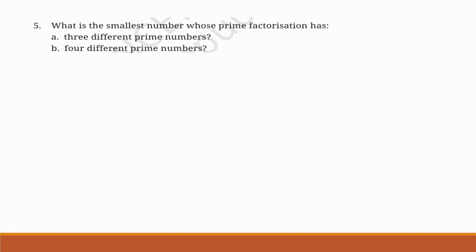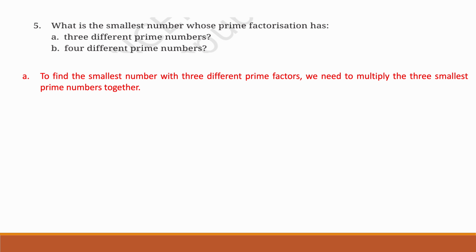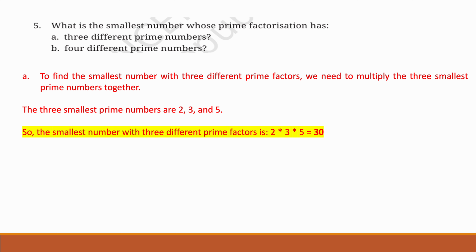What is the smallest number whose prime factorization has 3 different prime numbers? To find the smallest number with the 3 different prime factors, we need to multiply the 3 smallest prime numbers together. Which are the 3 smallest prime numbers? 2, 3 and 5. So, the smallest number with the 3 different prime factors is 2 into 3 into 5 is equal to 30. Next one.